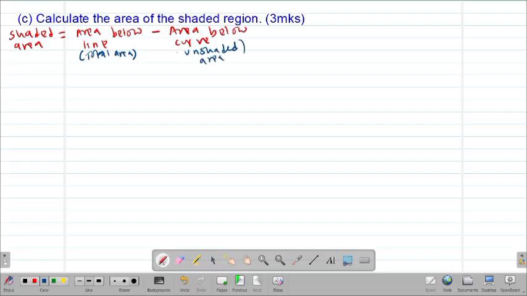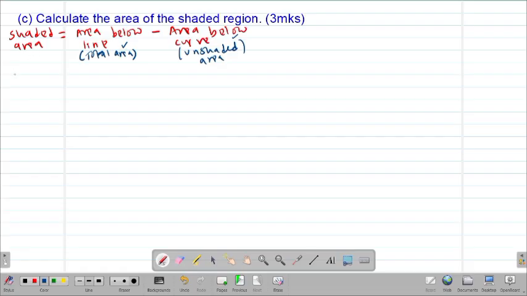Remember, if the curve was above and the line below, we will have taken the area of the curve minus that of the line. So for us to achieve that, we are going to subtract the two areas. We'll subtract first of all the equation of the line and that of the curve, so that when we integrate it, we'll get the area below the curve.